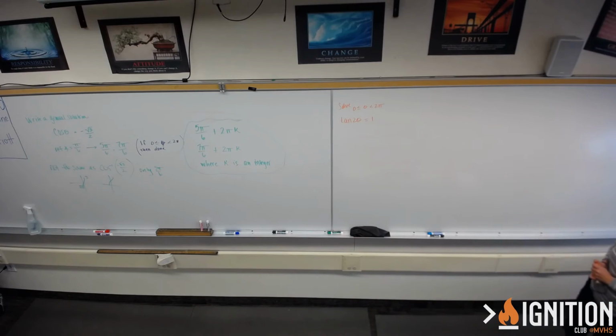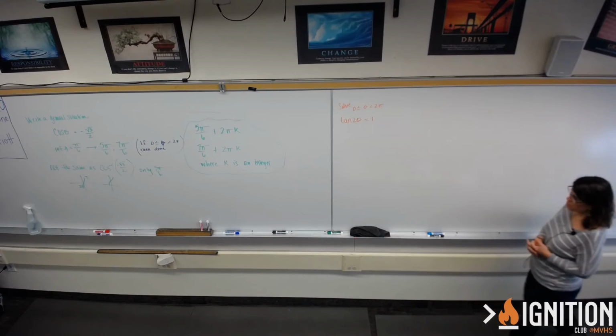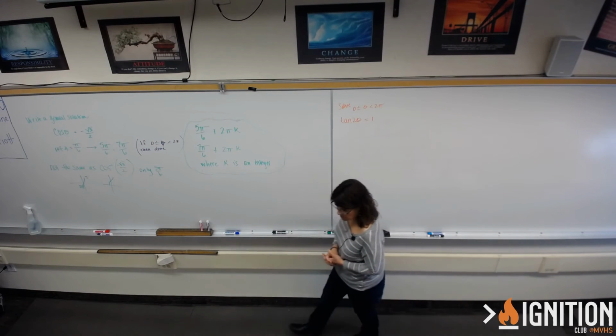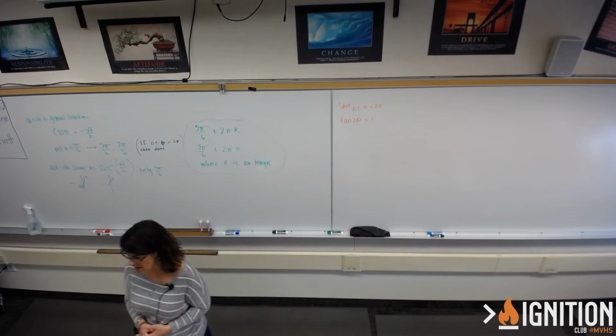Tangent of 2 theta. It's not tangent squared. If it was tangent squared, it'd be great. Square root both sides. Square root of 1 is 1. It'd be a lot nicer. Nope. It's voodoo math. You cannot divide by 2.